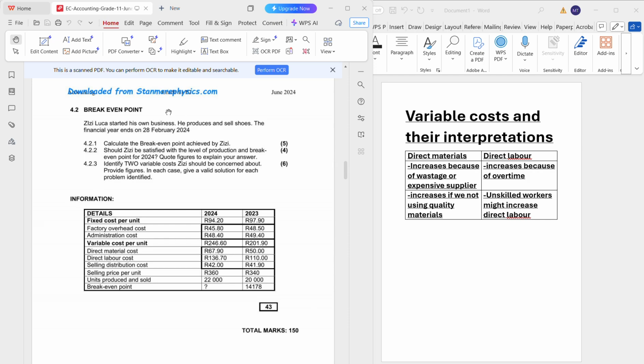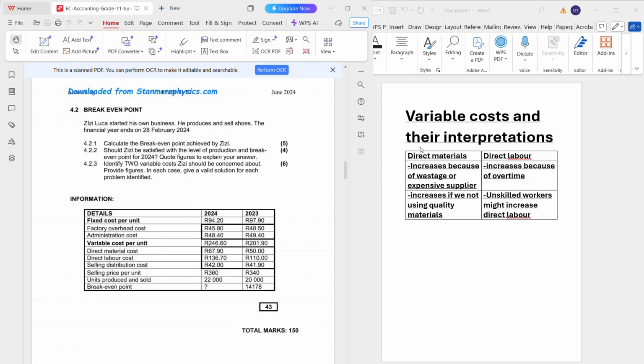We are now doing the variable costs and their interpretations. So for variable costs, I have explained the term variable cost. We have direct materials, we have direct labor, and we have selling and distribution. These are our three variable costs: direct material, direct labor, and our selling and distribution.